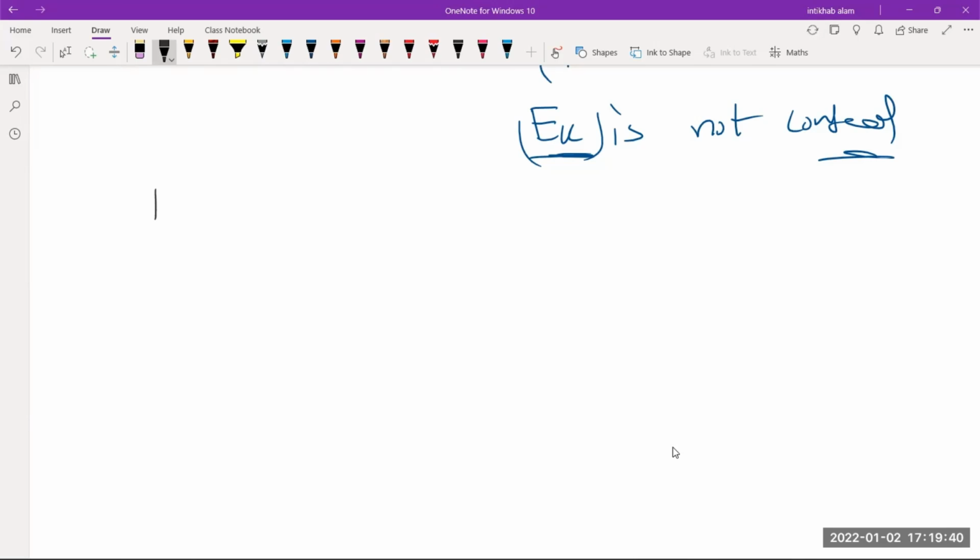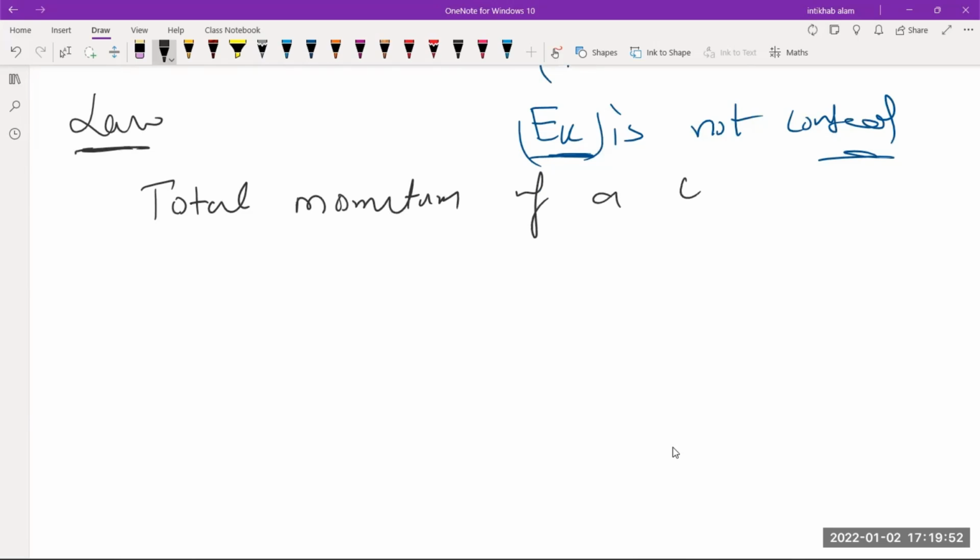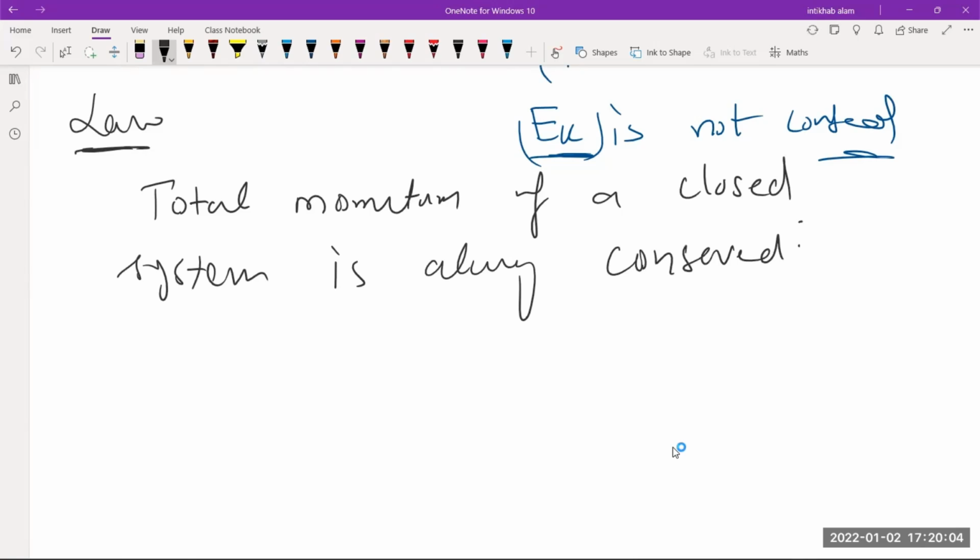So according to the principle of conservation of linear momentum, we should always remember that the total momentum of a closed system, if you go to write the perfect statement of the law, the total momentum of a closed system is always conserved. Otherwise, the total momentum of a closed system before collision is equal to total momentum after collision of the same system. If you say conserved, it means that before and after collision, it is exactly the same.